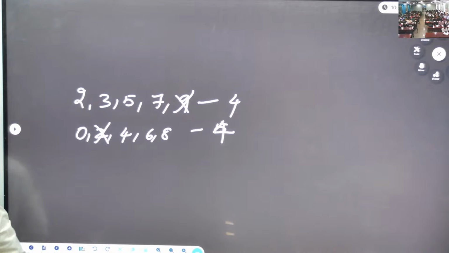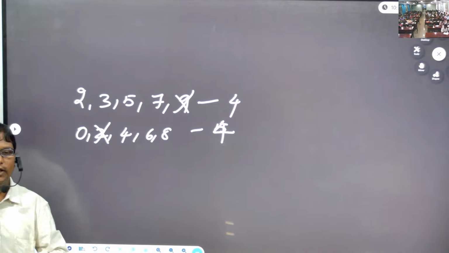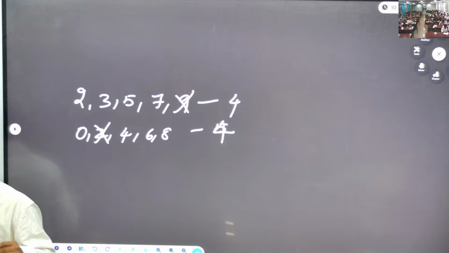Solution: select a prime number, either or, even number less than 10.